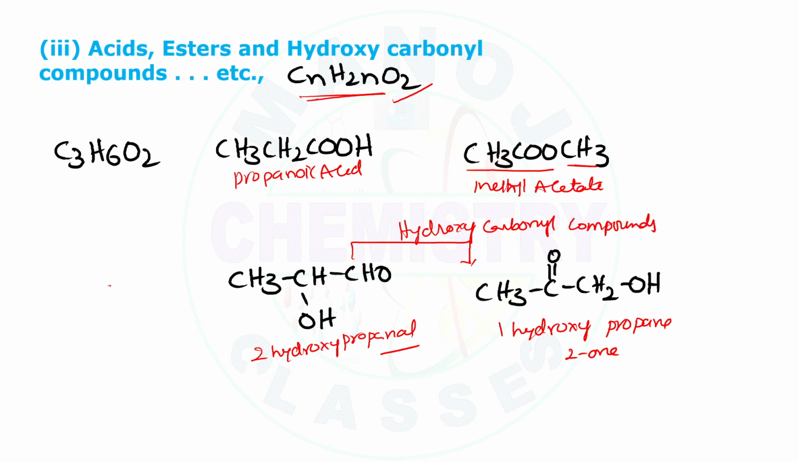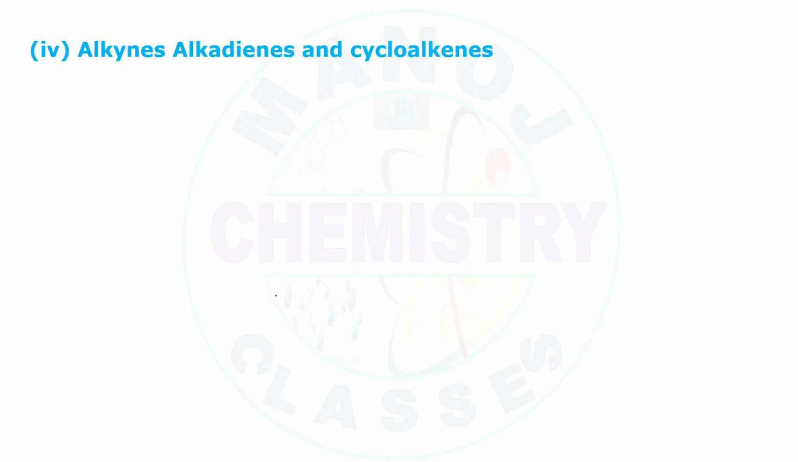Why? Because the compounds which are aldehyde and ketone, this one is aldehyde, this one is ketone, these two are collectively called carbonyl compounds. So those carbonyl compounds which contain a hydroxy group, so this one is the hydroxy group, are called hydroxycarbonyl compounds.